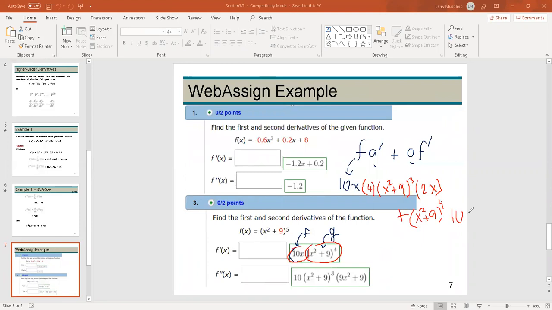I can clean this up a little bit. Here I have a 10 times a 4 times a 2, so that's 80. I also have an x times an x, so that's x squared. And then I have x squared plus 9 to the 3rd, plus 10 times x squared plus 9 to the 4th.